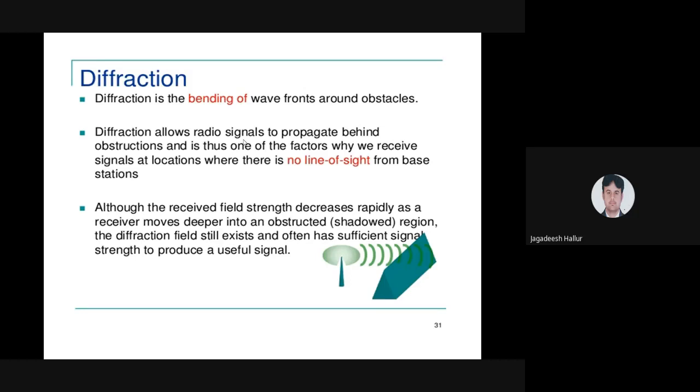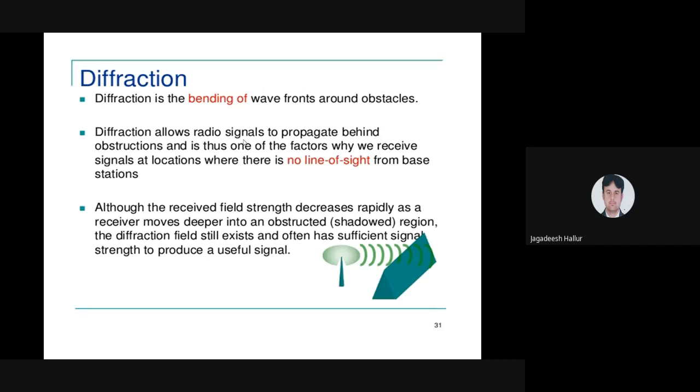So diffraction is the bending of wave fronts around obstacles. The obstacles are nothing but your physical objects: the height of the buildings, trees, mountains. These are going to affect your signal and bend the wave. That is diffraction. Diffraction allows a radio signal to propagate behind obstacles, and is thus one of the factors why we receive signals at locations where there is no line of sight from the base station.